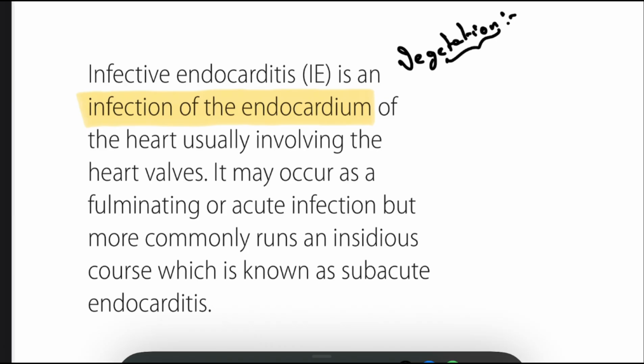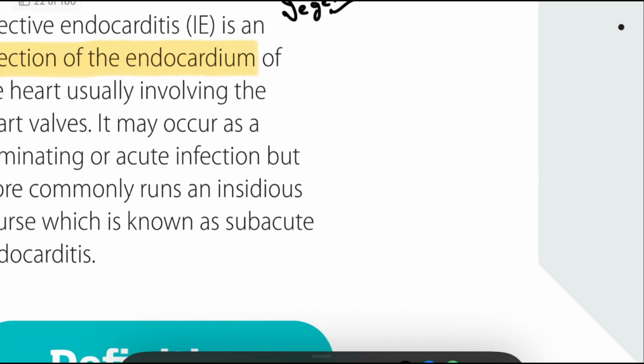Whenever I mention vegetation, what does it mean? Vegetation consists of microorganisms, platelets, fibrin and inflammatory cells.